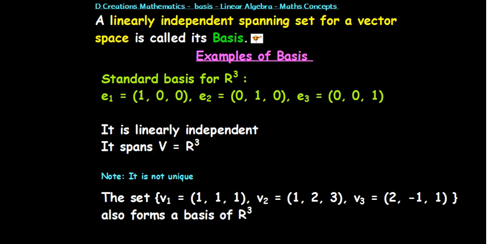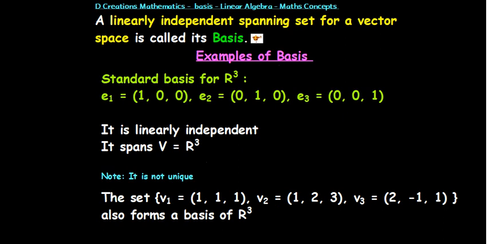In the previous episode, we saw one example of a basis, namely the standard basis for R3 or 3 tuple. The vectors 1, 0, 0, 0, 1, 0, 0, 0, 1 formulate a basis for R3 because it is a set of vectors which are linearly independent, which span the vector space R3. And we also saw that it is not unique since there is another set V1 is equal to 1, 1, 1, V2 is equal to 1, 2, 3, V3 is equal to 2, minus 1, 1, which also form a basis for R3.